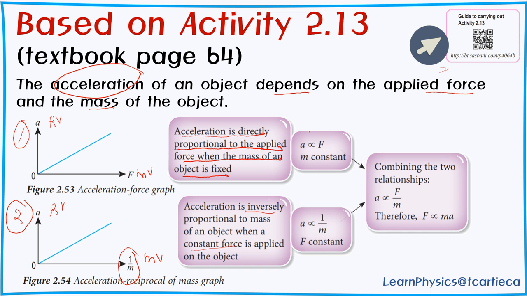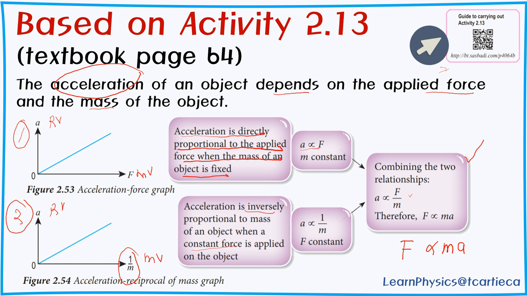Alright, so based on these two relationships, kita tengok graph yang pertama. A is directly proportional to F when m is constant. And then graph yang kedua, A is directly proportional to 1/m when F is constant. So by combining the two relationships, kita combinekan dua relationship ni, kita dapat A is directly proportional to F/m. Therefore, F is directly proportional to ma.